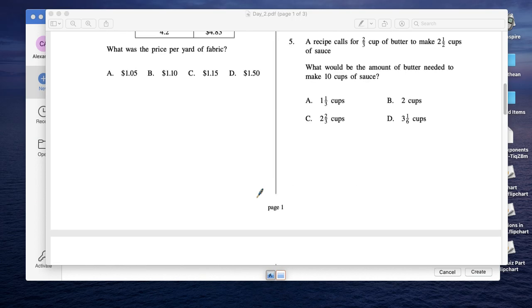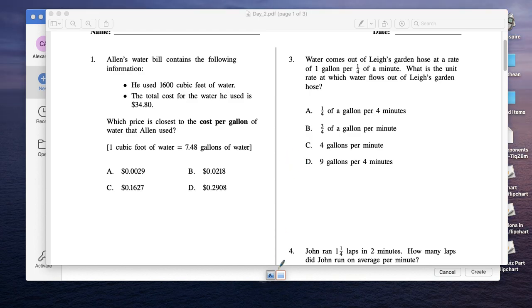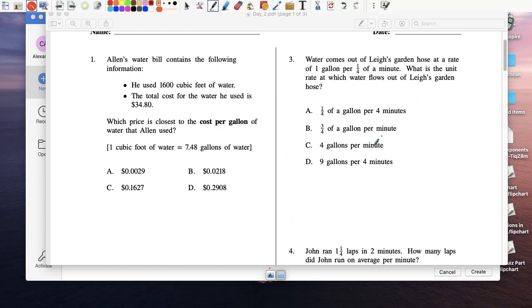3 goes up here. Water comes out of a garden hose at a rate of 1 gallon every 1/4 of a minute. What is the unit rate at which water flows out of the hose? So we want the unit rate per minute, right? Let's write what's given to us as a fraction here: 1 gallon of water every 1/4 of a minute. And we want to change this to 1 minute, because we want the unit rate.